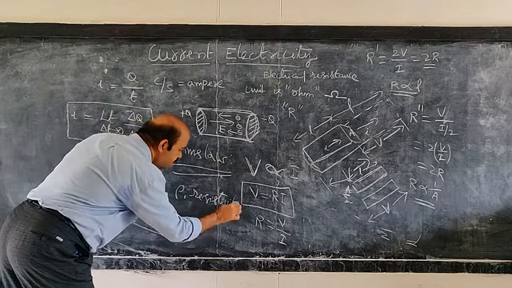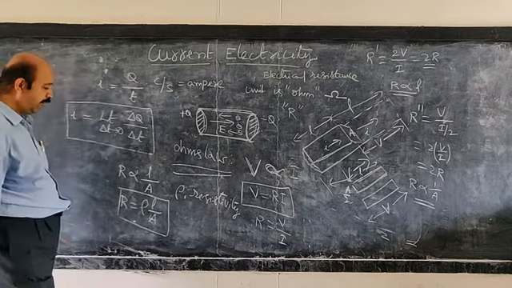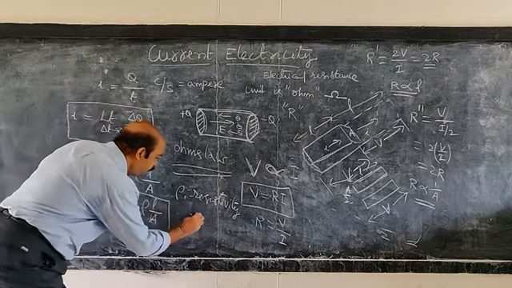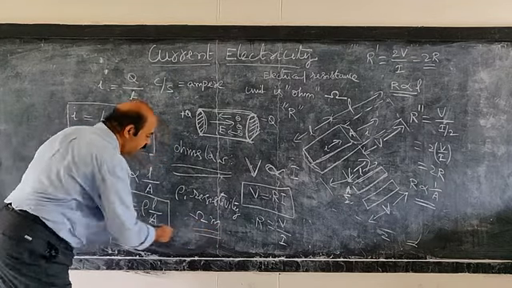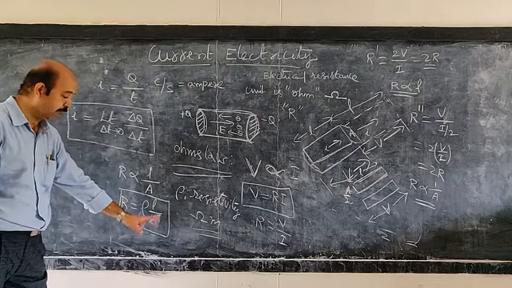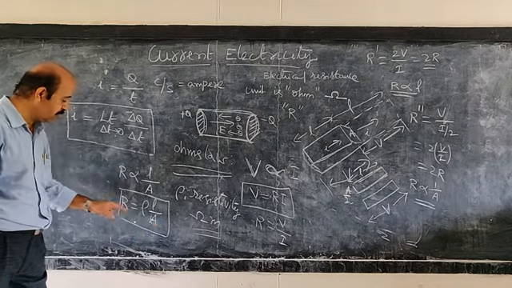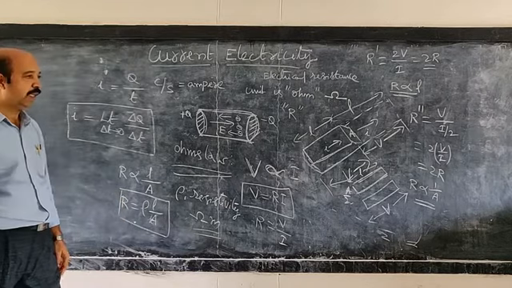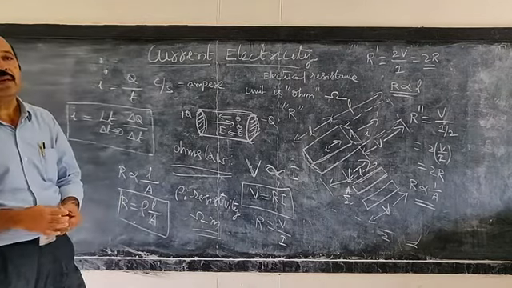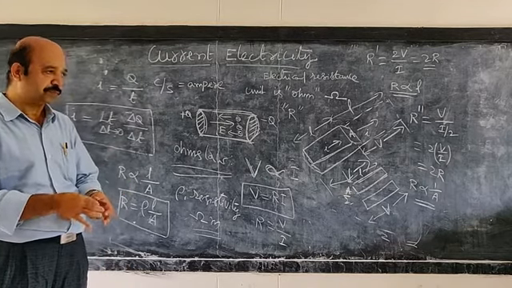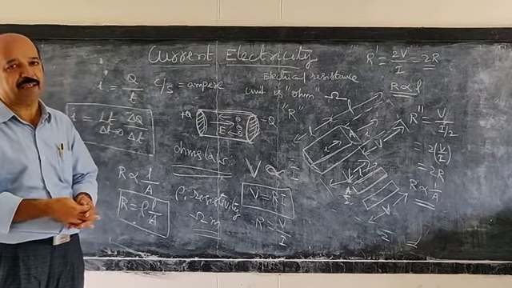This is called resistivity. And the unit is nothing but ohm meter. So that is the unit. Here, 1 meter square, the 1 meter gets cancelled, meter square goes to this side. Ohm meter is the unit of resistivity. So resistivity is the property of the conductors which governs the resistance of a conductor.